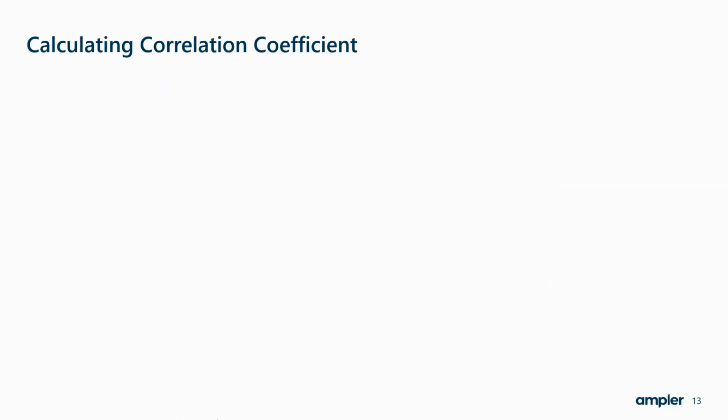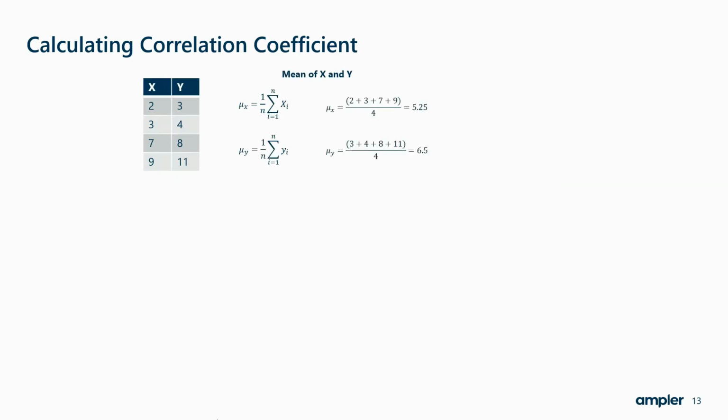Now that I have shown you different kinds of relationships and discussed correlation coefficients, let's turn to how you calculate one. Calculating the Pearson correlation coefficient is hard to do by hand, so let's make a simple example. You see on your left side a table with 4 data points. First step is to find the mean of x and y using this formula. After calculating the means, we get 5.25 for x and 6.5 for y.